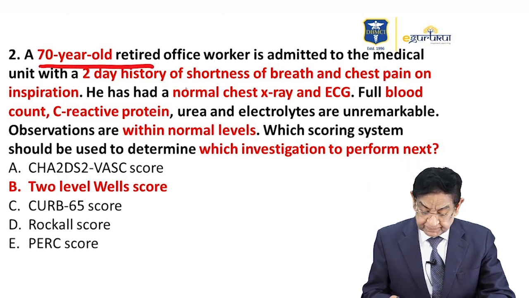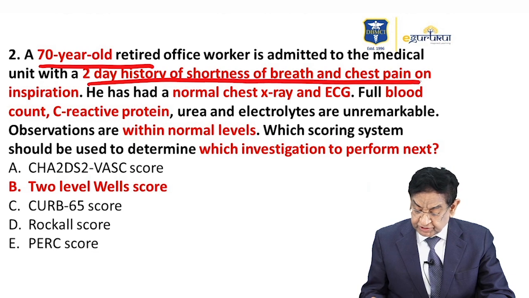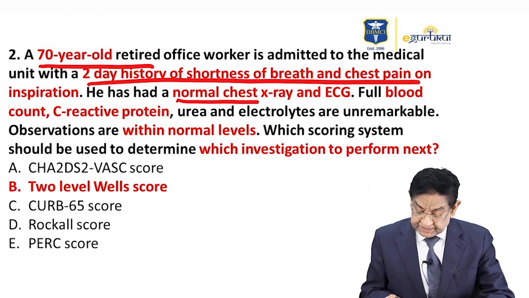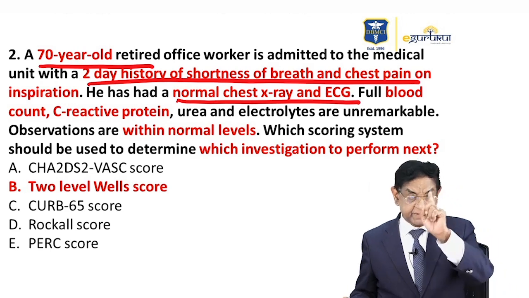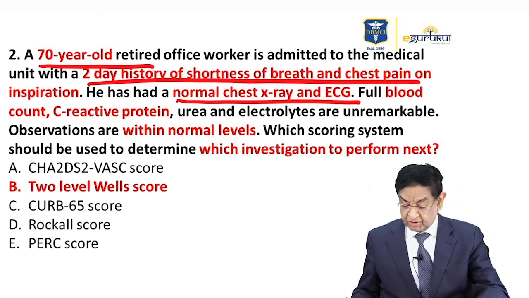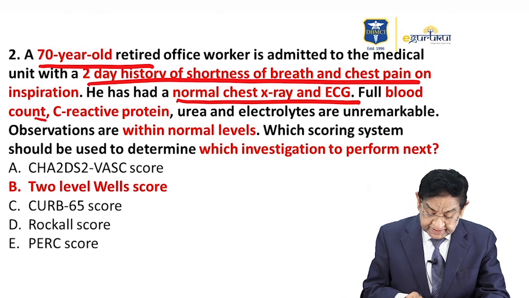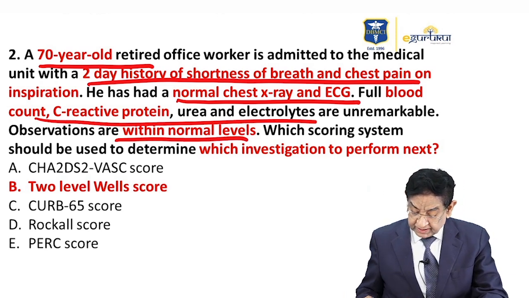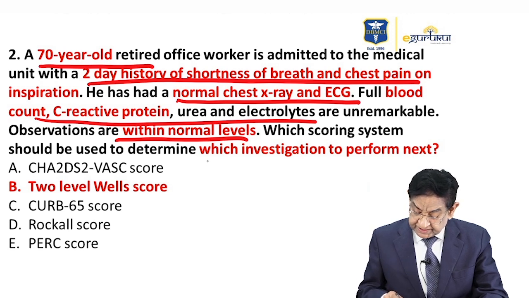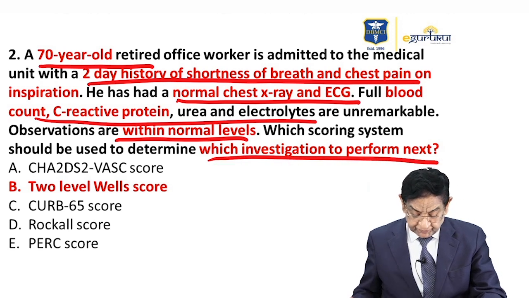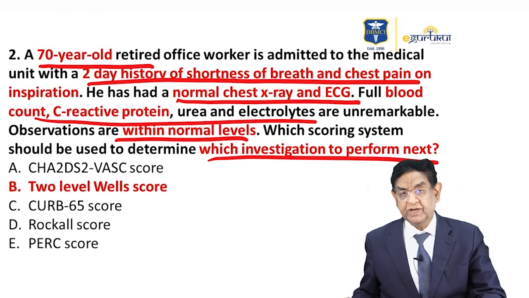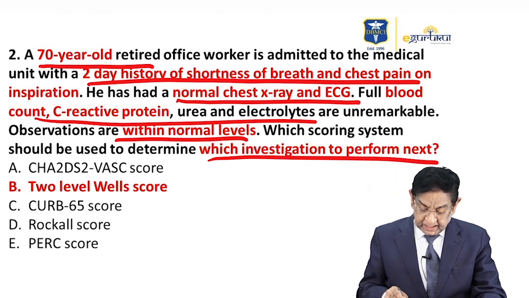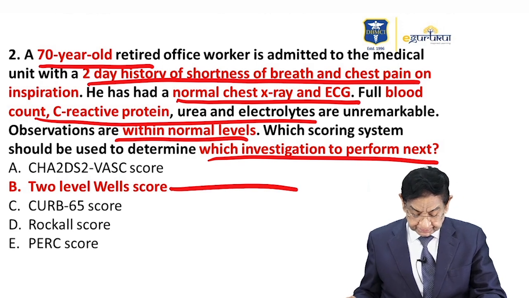A 70-year-old man, 2-day history of shortness of breath and chest pain on inspiration, chest X-ray and ECG may be normal, C-reactive protein etc. normal. Which investigation is the first to be performed if you are thinking in terms of pulmonary embolism? Answer is Wells score.